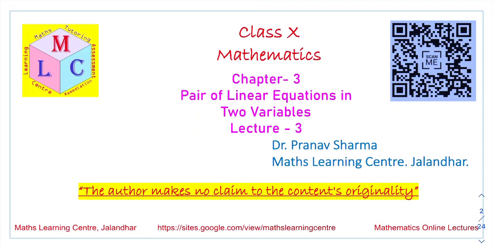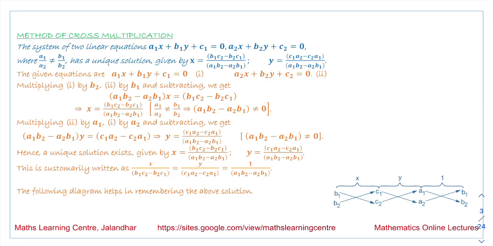We are going to start now the next lecture, lecture 3 of chapter 3, class 10th mathematics. It is pair of linear equations in two variables. In this lecture, we are going to discuss the method of cross multiplication and some conditions related to the consistency of the solution of the system of linear equations in two variables.